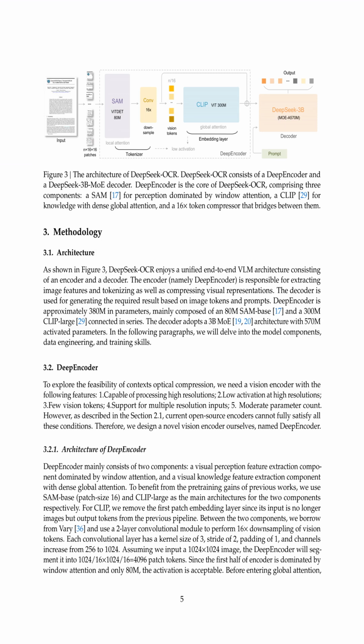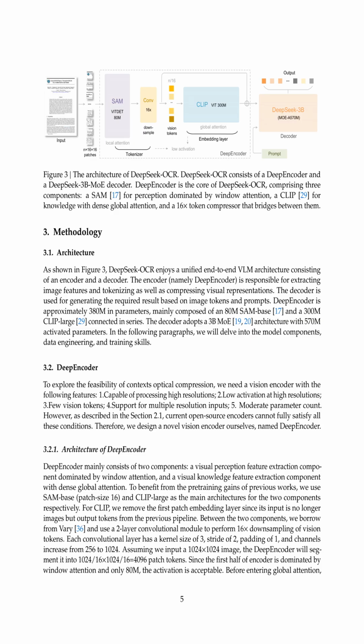3.2. DeepEncoder. To explore the feasibility of context optical compression, we need a vision encoder with the following features. 1. Capable of processing high resolutions. 2. Low activation at high resolutions. 3. Few vision tokens. 4. Support for multiple resolution inputs. 5. Moderate parameter count. However, as described in section 2.1, current open-source encoders cannot fully satisfy all these conditions. Therefore, we design a novel vision encoder ourselves, named DeepEncoder.